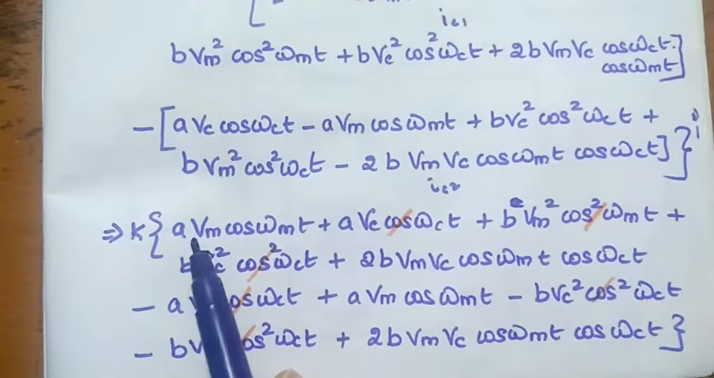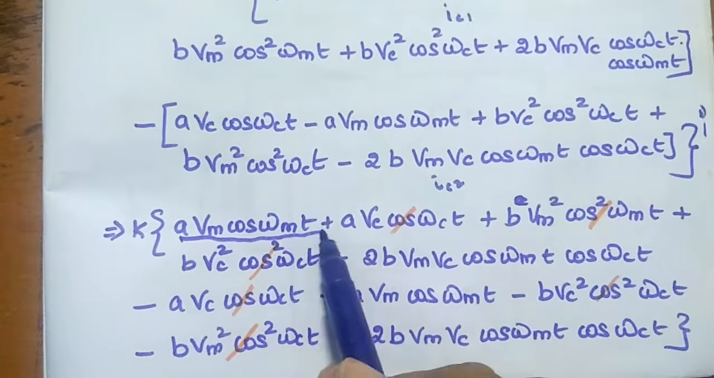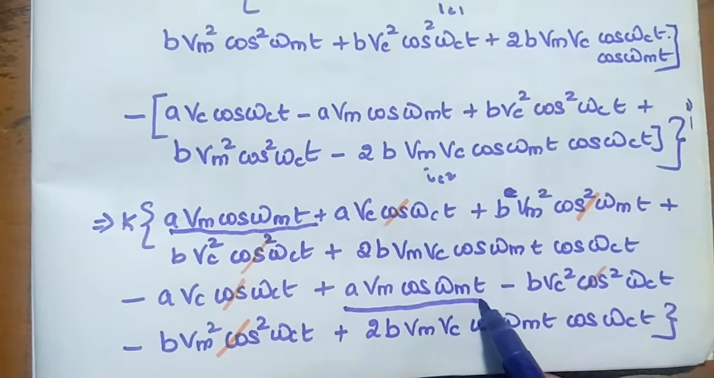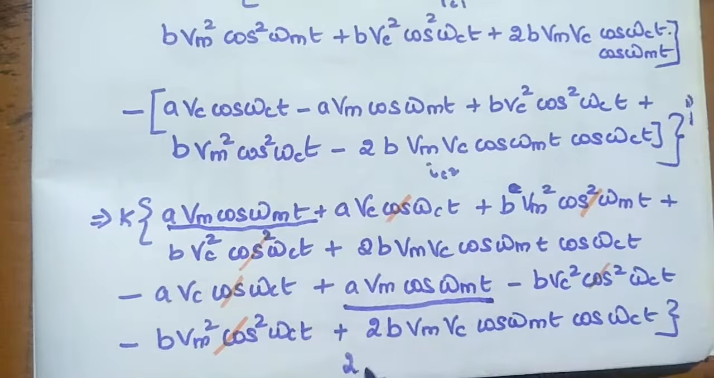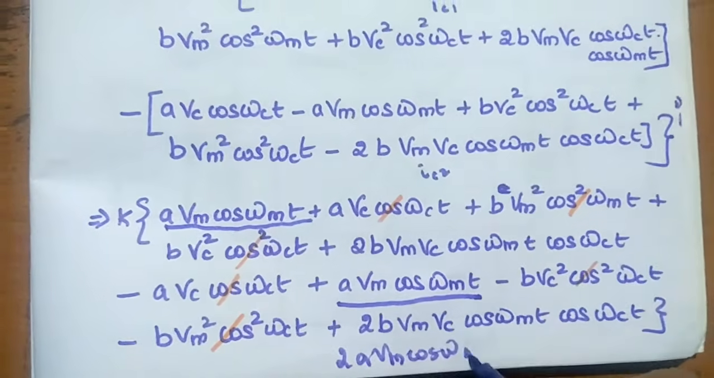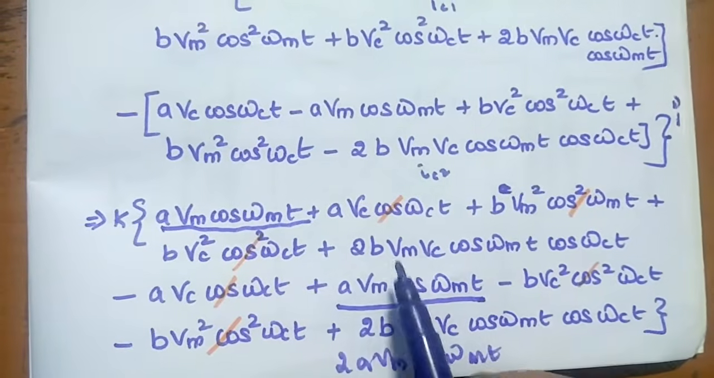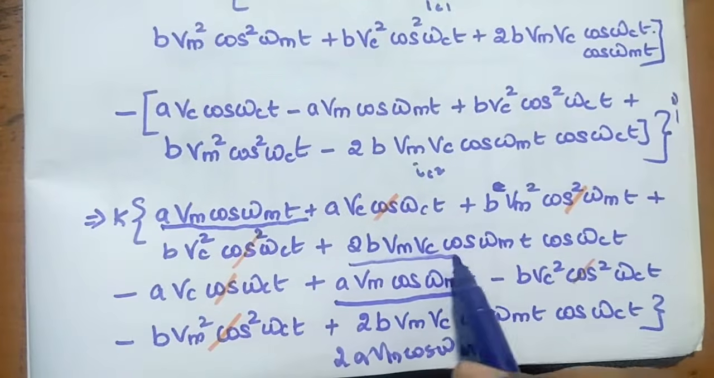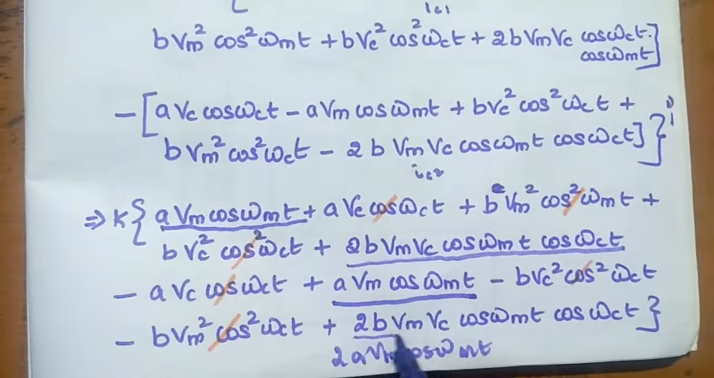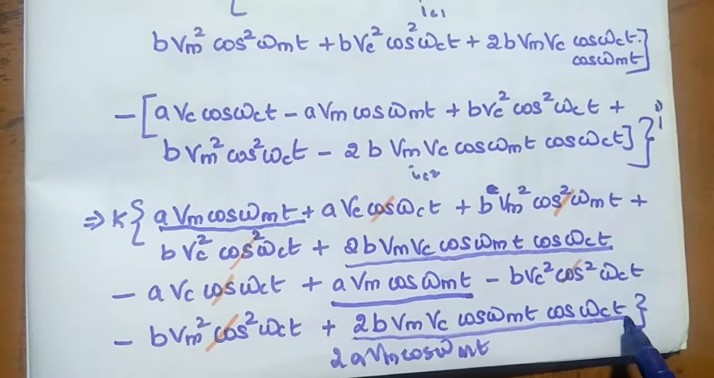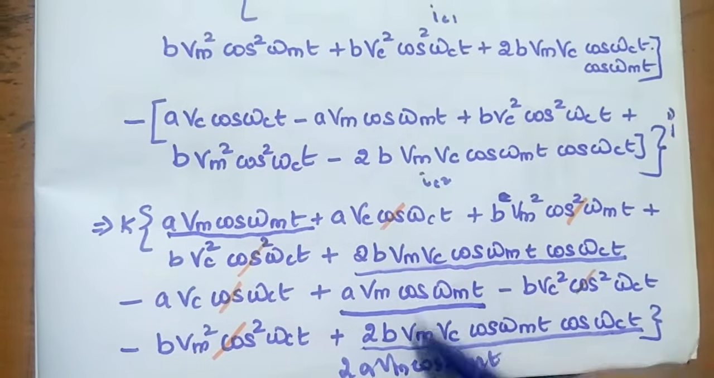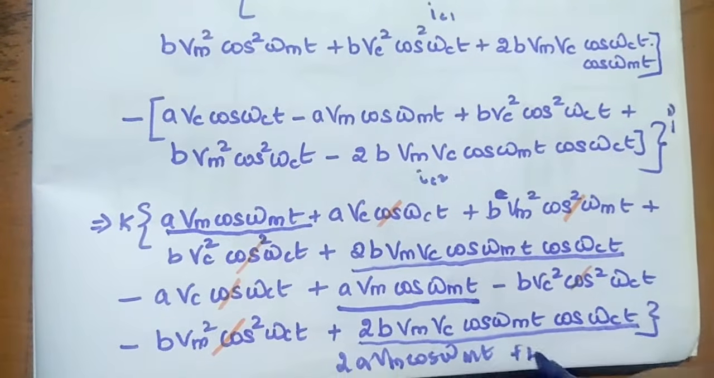Then we can get A Vm cos omega mt here plus A Vm cos omega mt. So we can get 2 into A Vm cos omega mt. Okay. So the next, here it is 2b Vm Vc cos omega mt cos omega ct. Here again 2b Vm Vc cos omega mt cos omega ct. So 2 plus 2 is 4, so this term becomes 4.